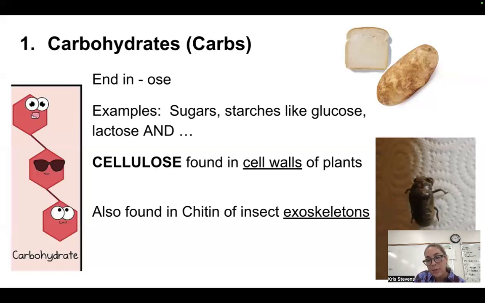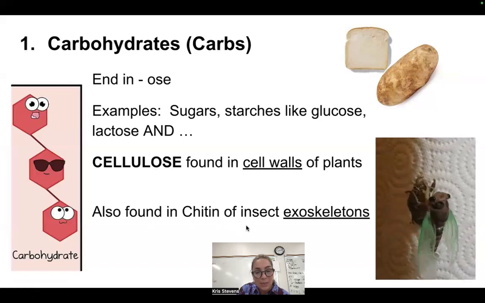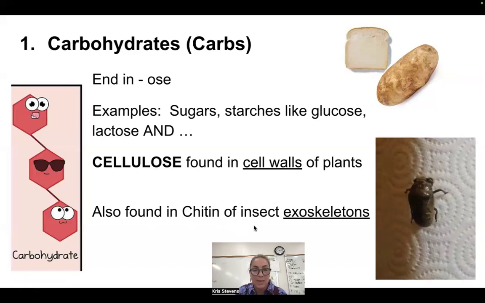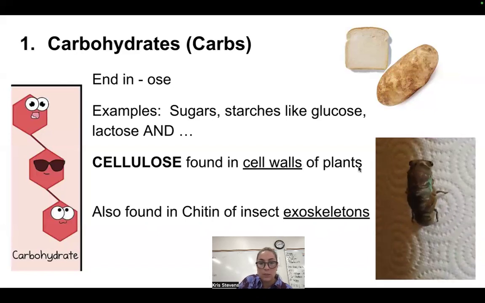Now, here's another example of a carb. It is found in chitin. It looks like chitin, but it's chitin. It's in the exoskeleton of arthropods. So chitin. So these are carbohydrates.